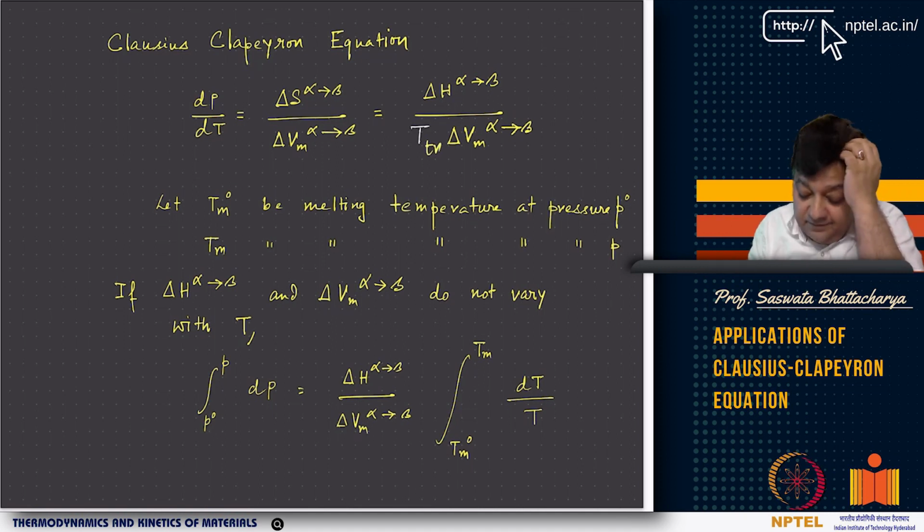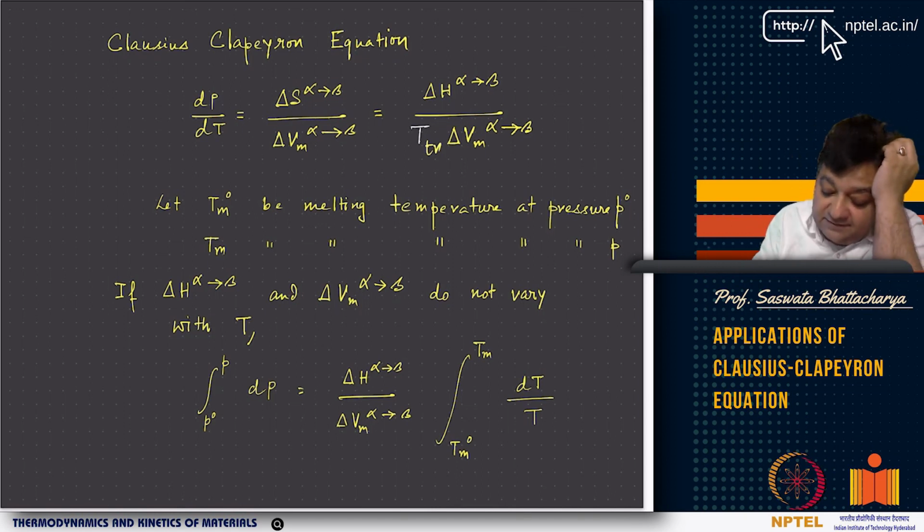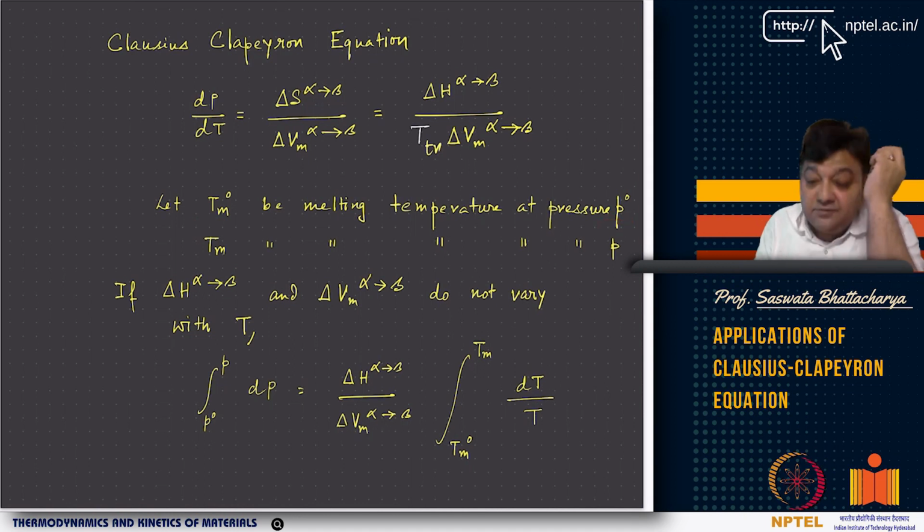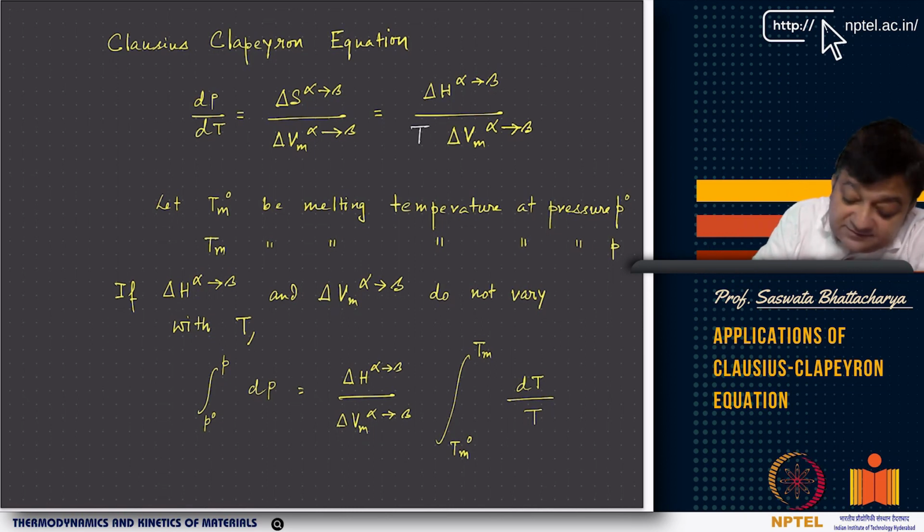Let us call Tm0 the melting temperature at pressure P0. That means Tm0 is the equilibrium or coexistence temperature between alpha and beta, solid phase and liquid phase, which is nothing but the melting or freezing temperature. Similarly, let us consider Tm as the melting, freezing, coexistence or transformation temperature at some pressure P. Now, if we assume that delta H alpha to beta and delta Vm alpha to beta do not vary with T, then we can just integrate the Clausius-Clapeyron equation. That is why I avoided writing TTR: you have dT by T, and then I will put the limits. Instead of writing TTR directly, we know that T is the transformation temperature at pressure P.